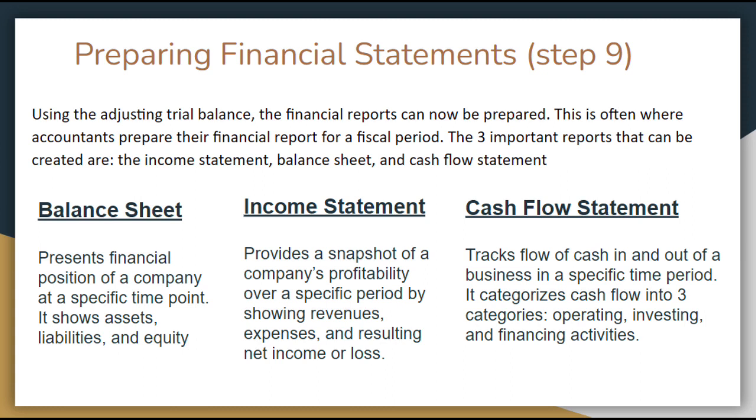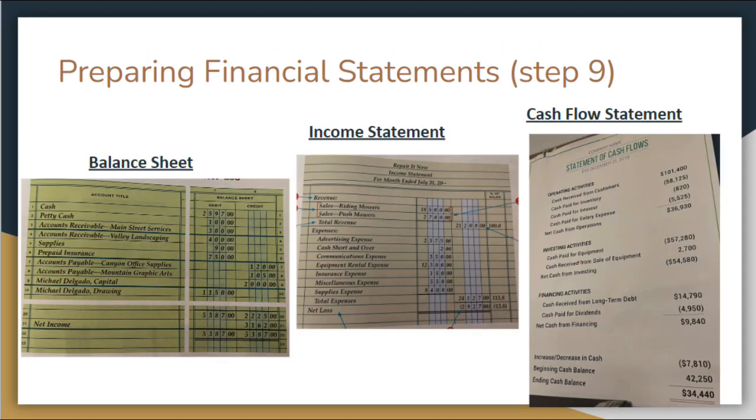The balance sheet simply provides the financial position of the company. So this is really just comparing assets, liabilities, and equity. Income statement just provides a snapshot of a company's profitability, so money coming in versus money going out. And cash flow statement just tracks the flow of the money itself. All right. And here is an example of balance, income, and cash flow statement sheets.